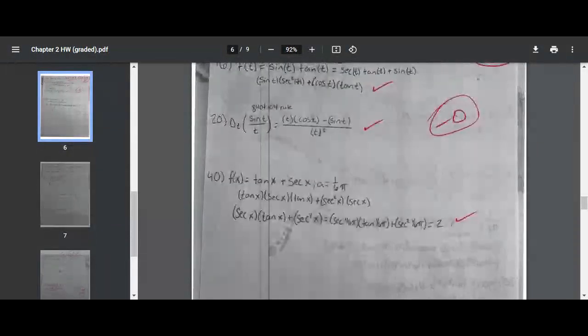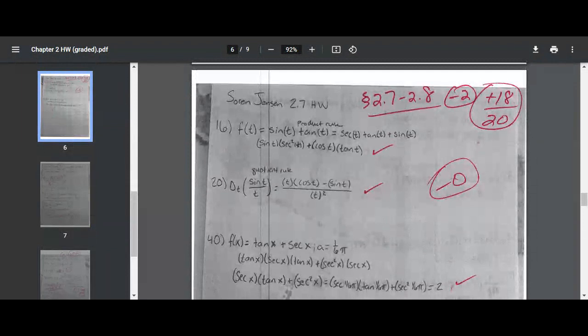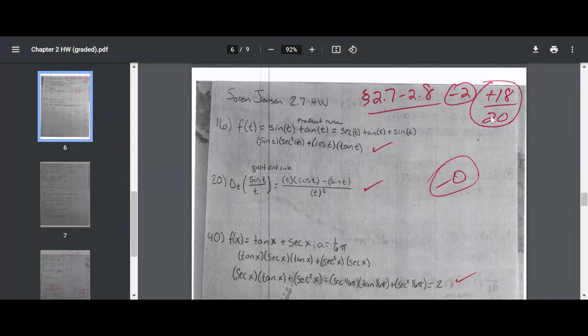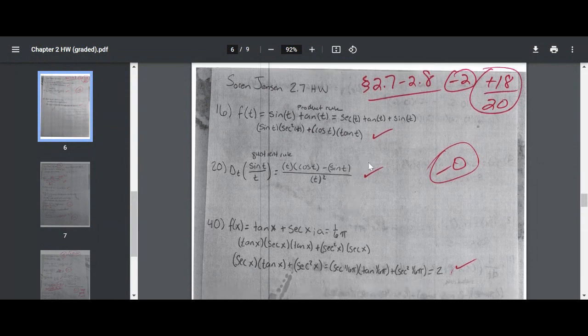All right, 2.7. Oh, do 2.7. Okay, perfect. So 2.7, yeah, this was 2.7 and 2.8. You did really well on the check marks, they're good. You know that, right? I don't know if I told you that. Anyway, you're using the quotient rule here, things like that.